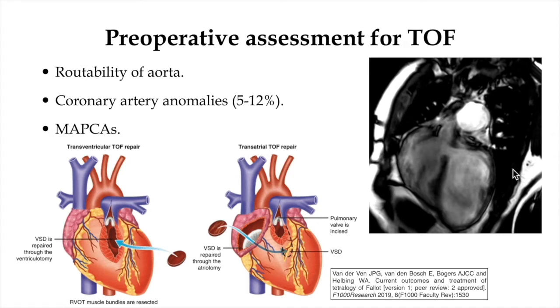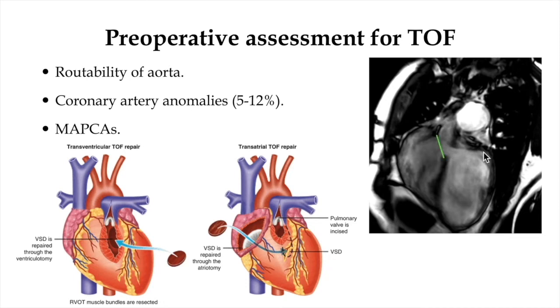On the cardiac MR, if we see the LV, VSD, and the aorta in one plane, then we can say that the aorta is routable to the LV. So on this image, you can see the subaortic VSD and the overriding of aorta. The proposed VSD patch will come and align like this. So now we can say that the aorta is routable to the LV. If on cardiac MRI we cannot see the aorta, LV and the VSD in one plane, then we can say the aorta is not routable to the LV.